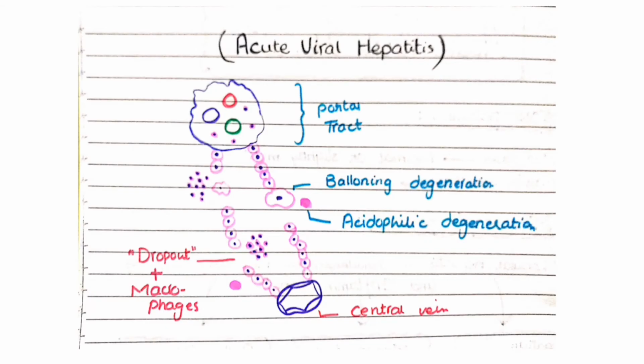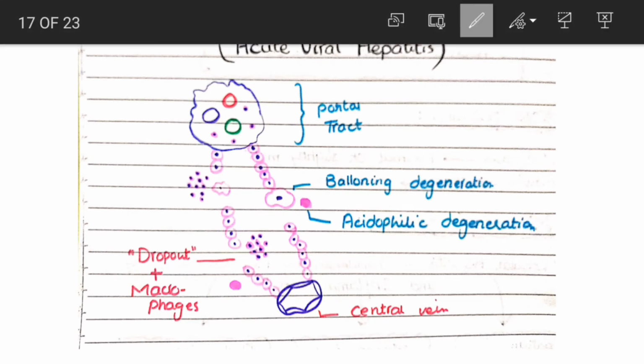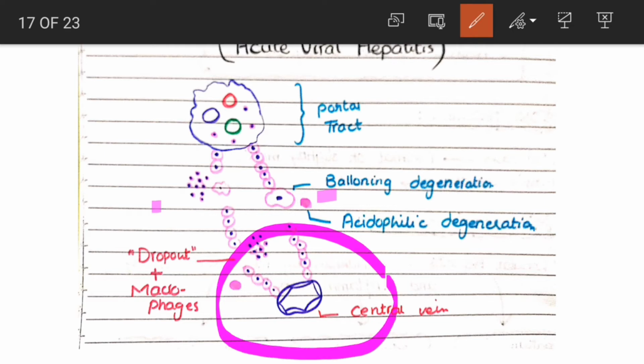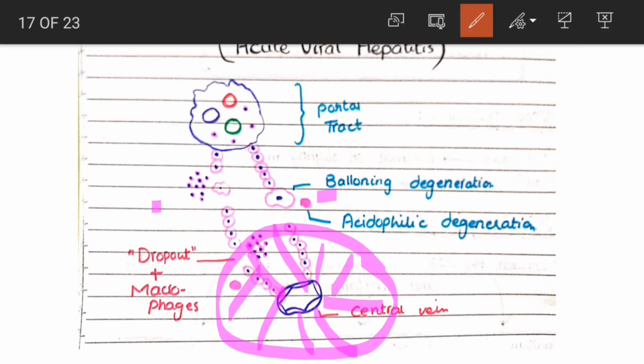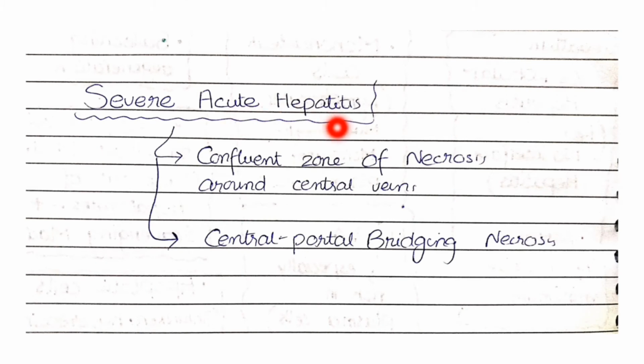A confluent zone of necrosis around central veins means that instead of finding necrosis in the form of small spots, just like you see here, you find a large area of necrosis around the central veins. So in severe acute hepatitis, the necrosis is present as a large confluent area around the central vein, or it may present as central to portal bridging necrosis. Central to portal bridging necrosis means that the areas of necrosis are present as a bridge between the central vein and portal tract. So in severe acute hepatitis, you either see a confluent zone of necrosis around central veins or you see central to portal bridging necrosis.